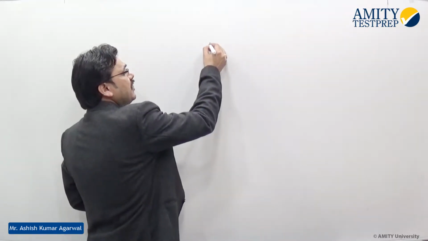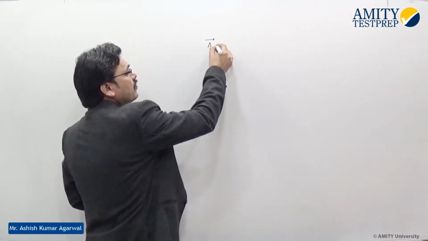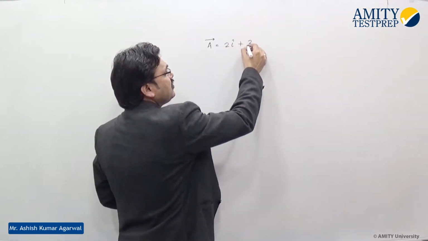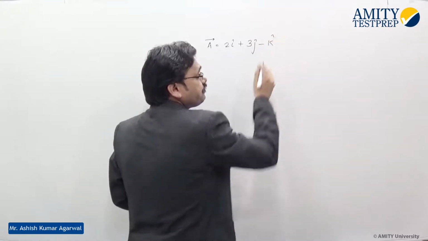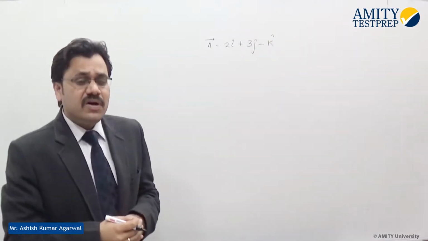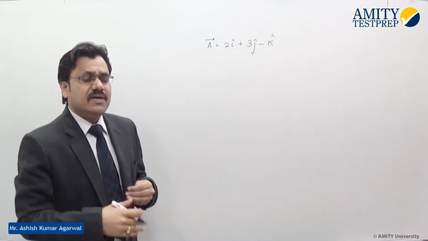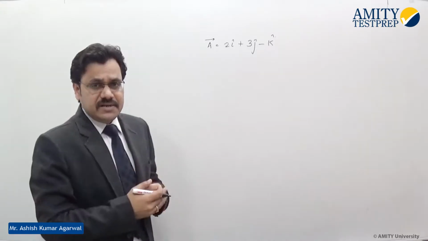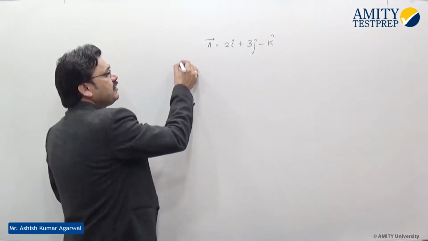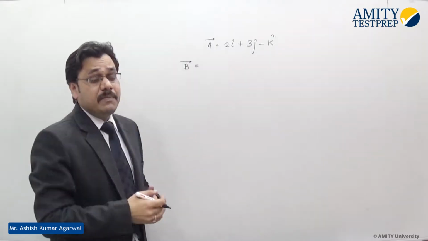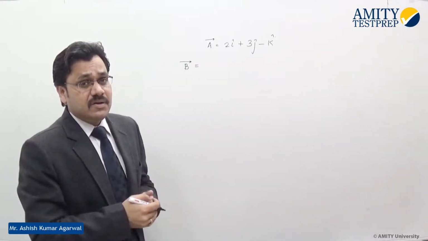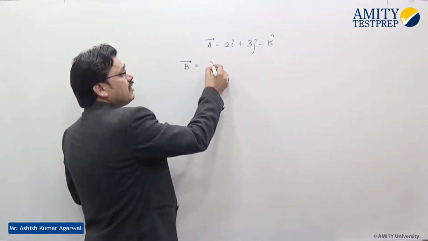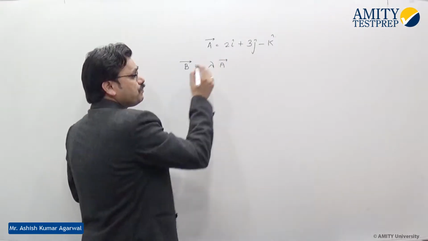Suppose I write a vector A in its component form, like 2i cap plus 3j cap minus k cap. If you want to multiply this vector with a scalar quantity, say lambda, what should the resultant be? To find the resultant, let it be B. B is the resultant of the multiplication of a scalar quantity with a vector quantity. It should be lambda into vector A.